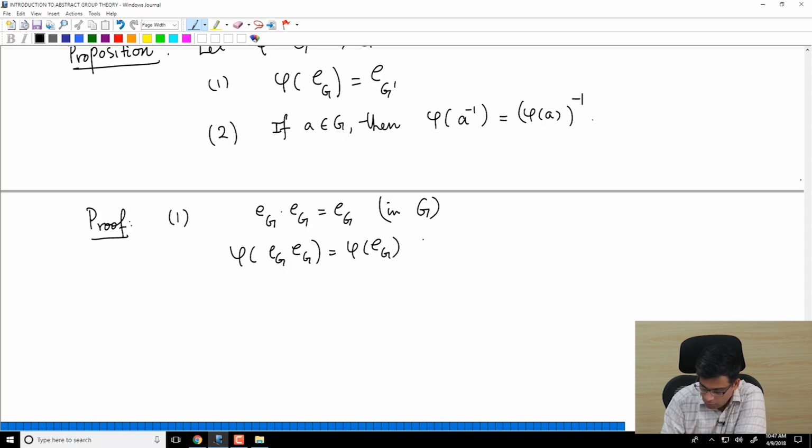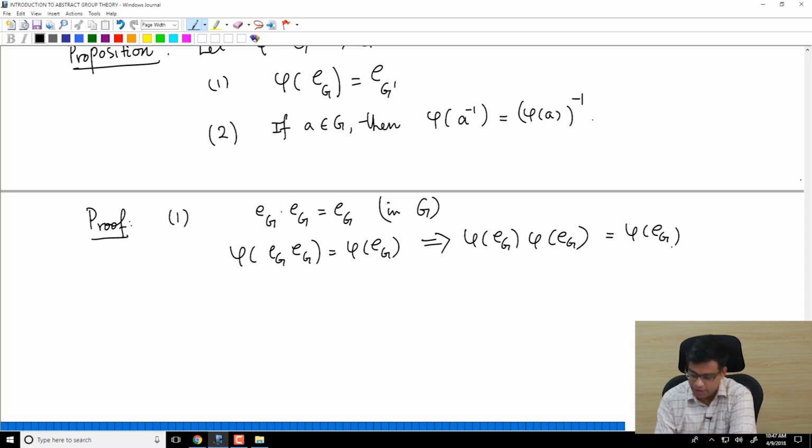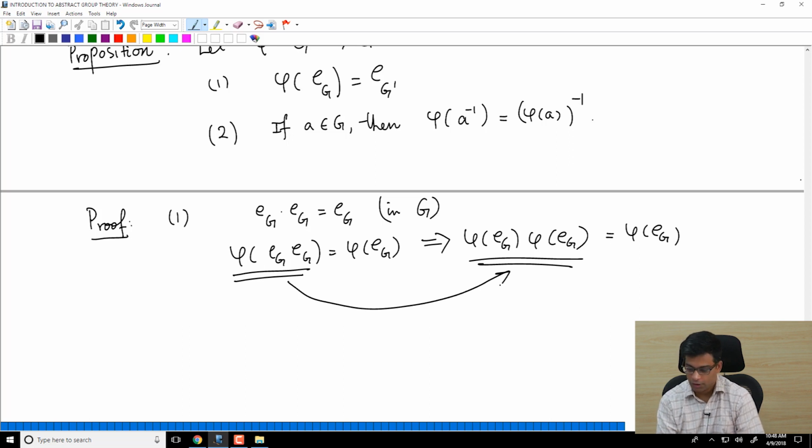Now, because phi is a group homomorphism, phi of E_G times phi of E_G is phi of E_G times E_G, which is equal to phi of E_G. I am not changing the right hand side here, I am keeping it as phi of E_G, but the left hand side becomes this because of the group homomorphism property. Now let's look at this. This is an equation in G prime. We started with an equation in G, applied phi to it and translated it completely to G prime.